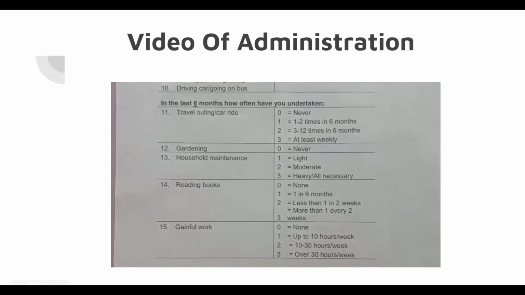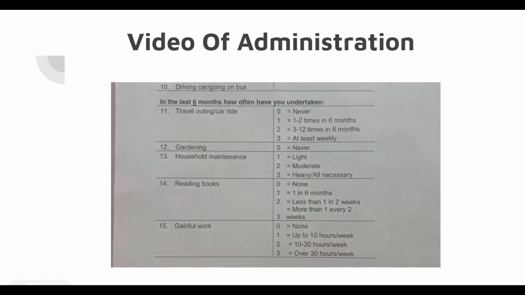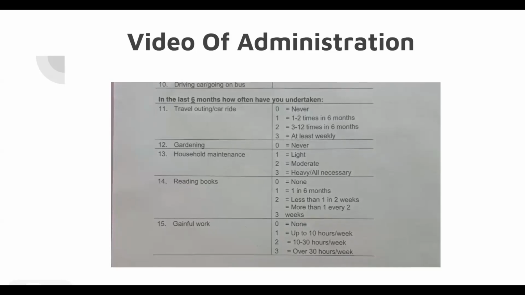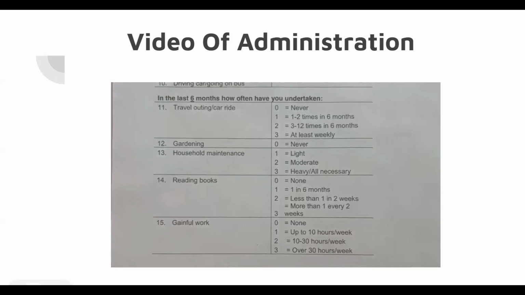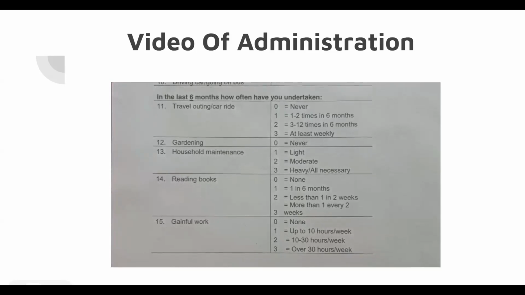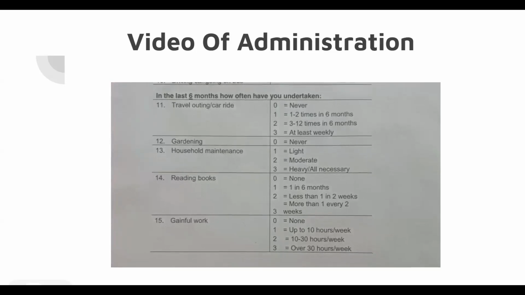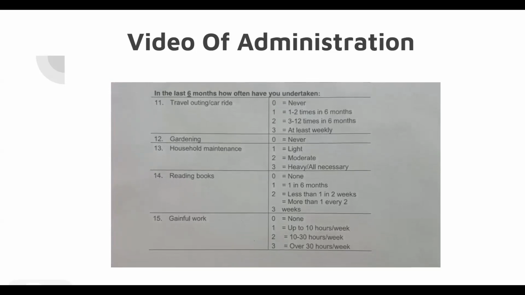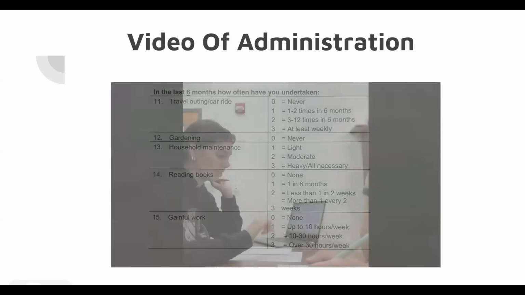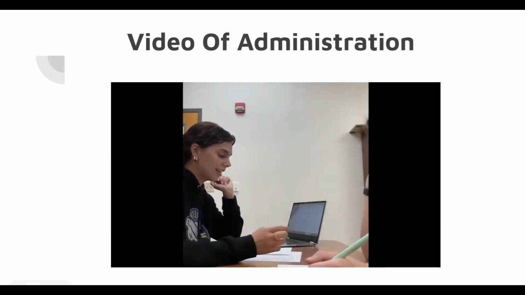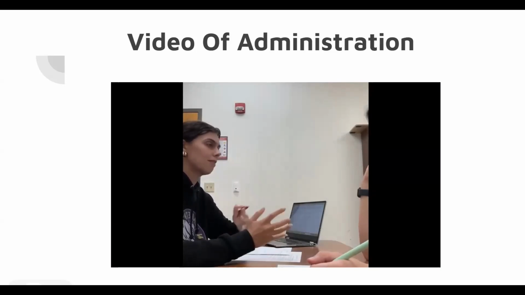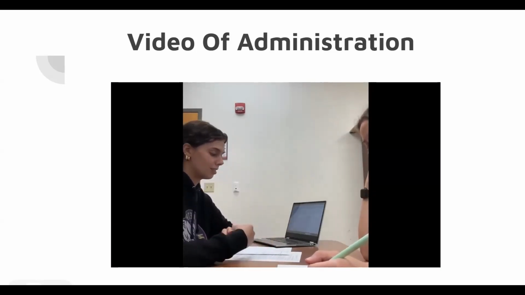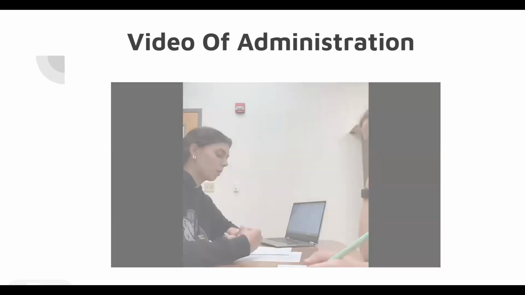Household maintenance is measured based on the intensity of work, with 1 being light work and 3 being heavy work. Reading books is based on the number of books read in either the past weeks or months. Gainful work is based on the hours the client spends working a week, with 0 being no hours and currently not working, and 3 being over 30 hours a week. Scores are added up by the clinician after the test is administered. The higher the score, the higher a client's participation is in ADLs, IADLs, and activities.